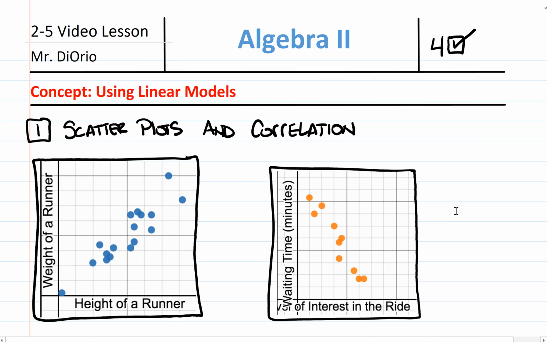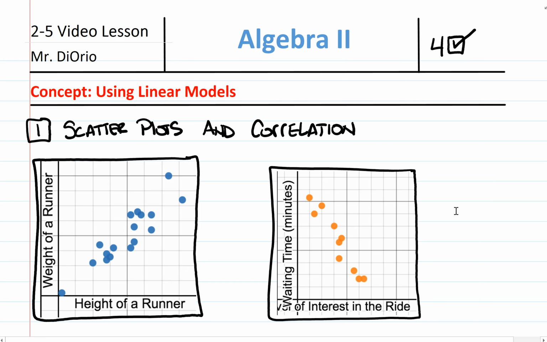Welcome to 2.5 video lesson, Algebra 2, using linear models, and there are 4 boxes for this lesson. So box number 1 is explaining the idea of a scatter plot and correlation. So I want to talk about scatter plots first and then correlation second.